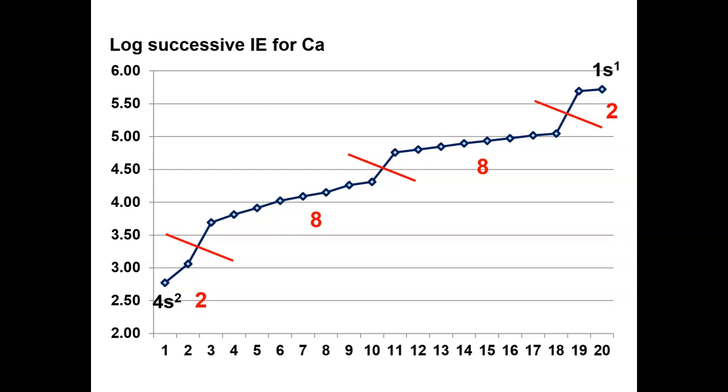So that pattern, 2882, as you would write it, working from the inside outwards using subshell notation: 1s2, 2s2, 2p6, 3s2, 3p6, 4s2 is our electron arrangement for calcium.